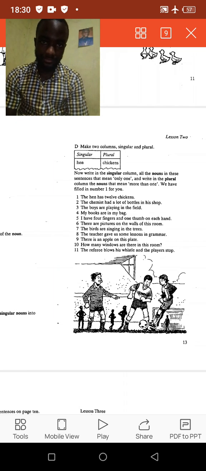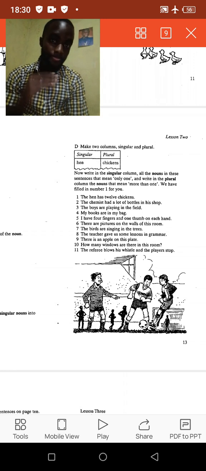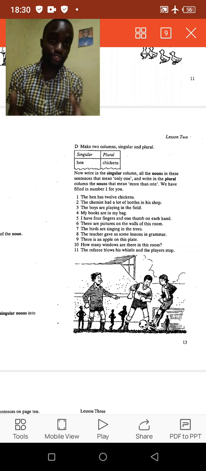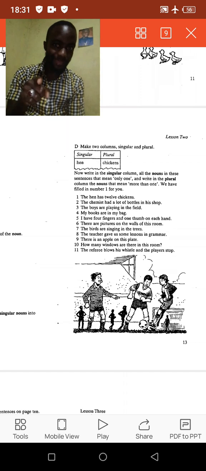Bottles is a plural noun. We put it on the plural column. Okay? So make sure you do this exercise. Do everything right from the beginning to the ending. Now, what I'm going to do is I'm just going to stop right here to make sure that I give you the assignment to do this.